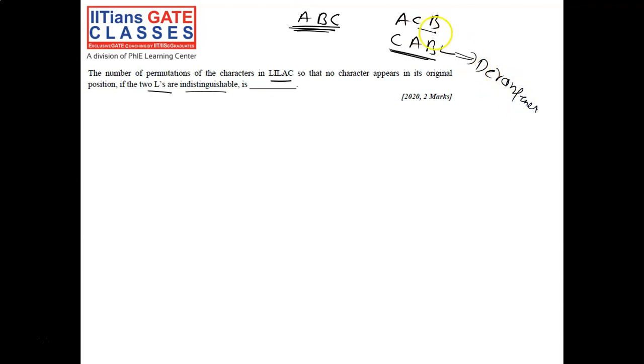Okay, this is not a derangement. Why? Because you can see this A is present in its original position. So this is not a derangement. So this is a derangement. This is not a derangement.